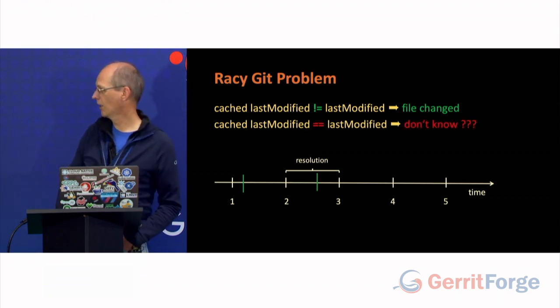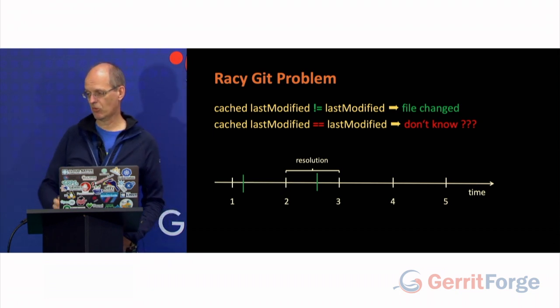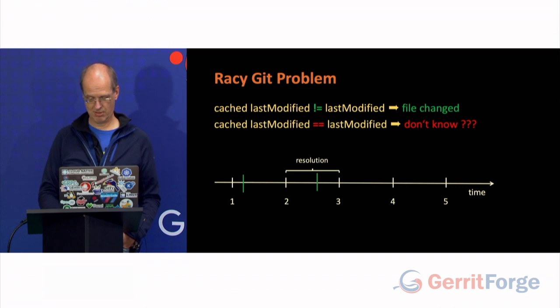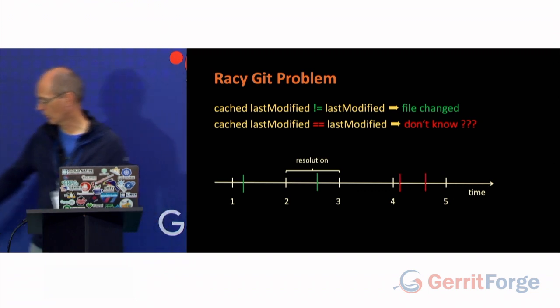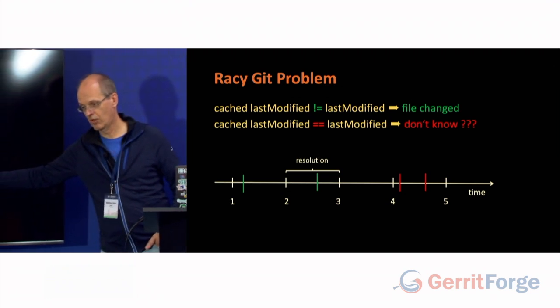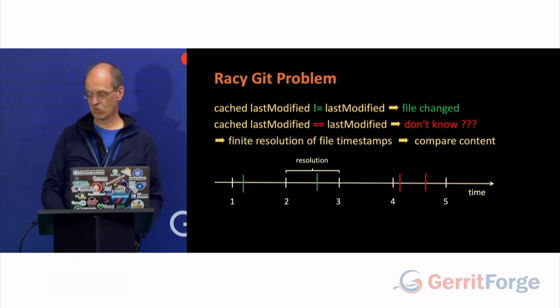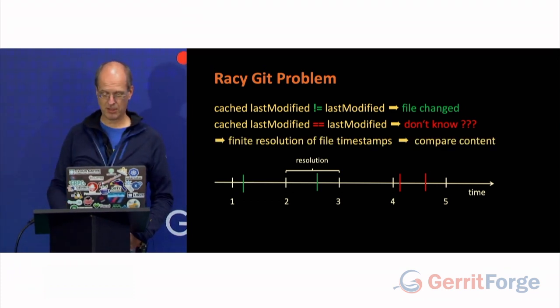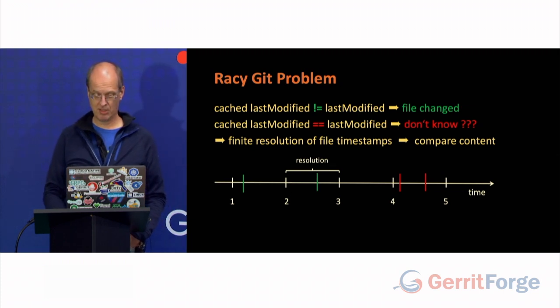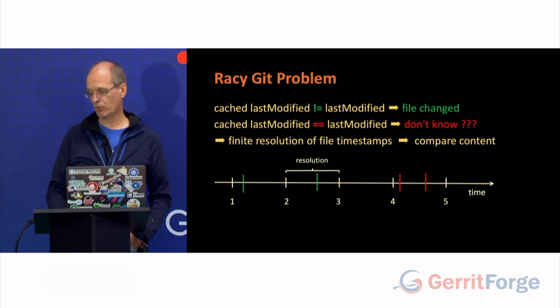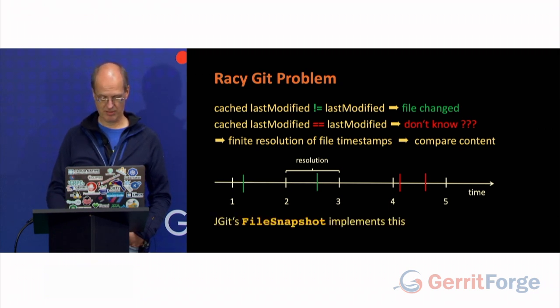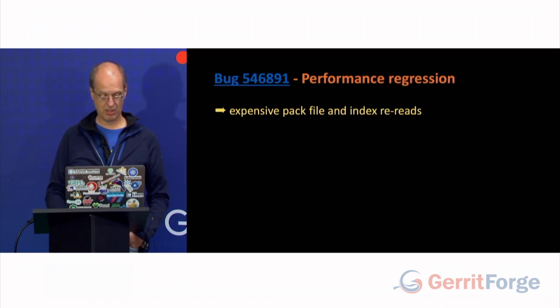Now, what if the cached timestamp is the same as the one I see now? We cannot be sure. So it could look like this, 2 different times, but in the same tick of the timer. So we don't know. This is called the Racy JGit problem. This means the finite resolution of the timestamps makes it necessary that in this case we have to compare the content if we only look at the last modified timestamp. And this was what JGit was doing at the time when Luca faced these issues. And as I said, file snapshot was implementing that already.